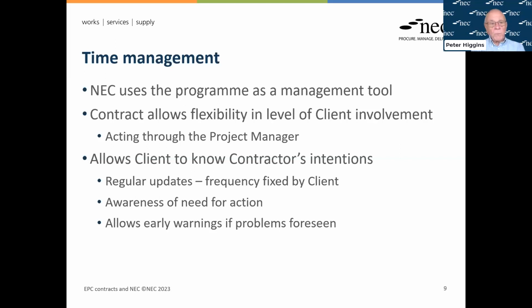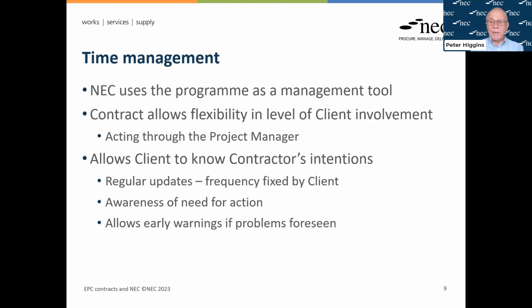Now, NEC uses this program as a management tool. It's not a claims tool, it's a management tool. So it's there to help both the contractor and client. It allows flexibility in how you're using it. The project manager gets involved in it, and we need to recognize that in many respects, certainly in terms of time, the project manager is looking to see, well, this is what the client's looking at doing. I need to keep an eye on how things are going. Is the client's objective being achieved? If not, why not?